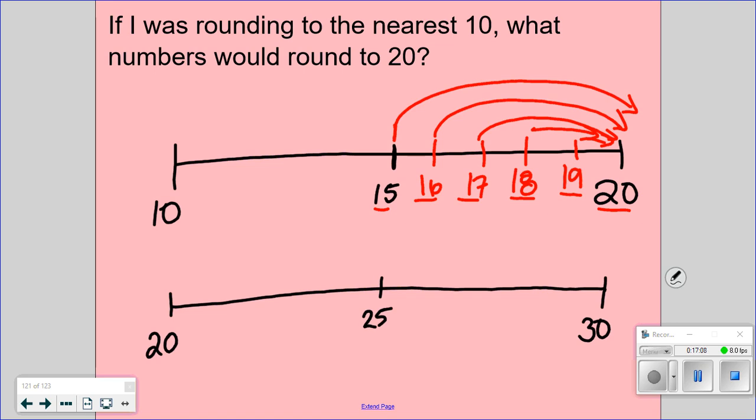On this number line, what would be a number that would round to 20? Victor? 26 is over here. Is that going to round to 20? 28 is over here. Is 28 going to round to 20? 20 is on that side. 27. So all of these numbers are on this side. We want numbers that are going to be close to 20 on this number line. 24. Elena, go ahead, love.